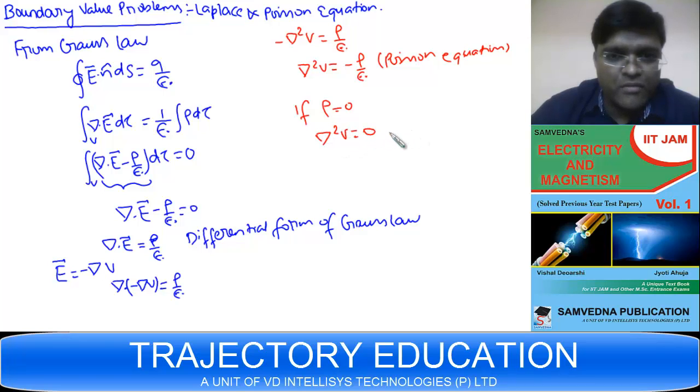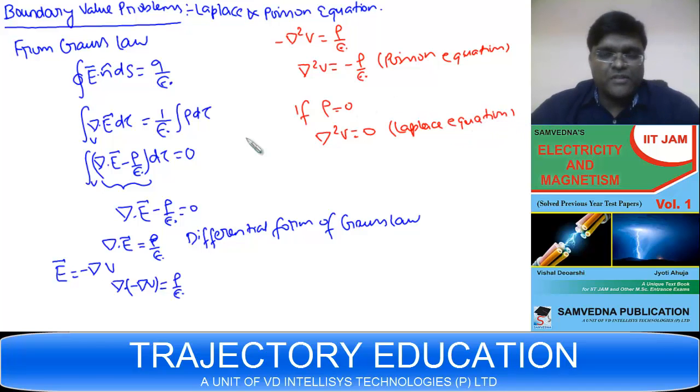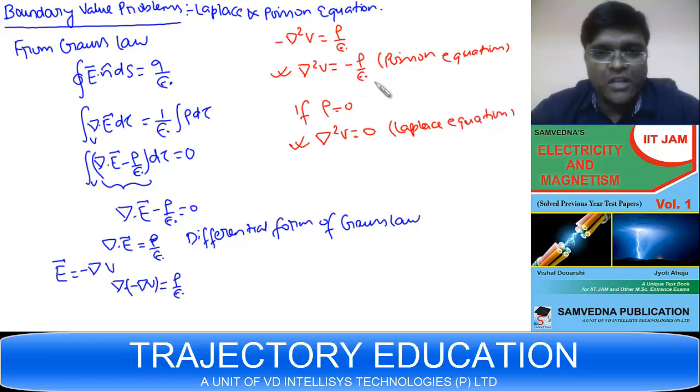for a medium where you don't have charges, del square V equals 0, and we call it the Laplace equation. This is the Laplace equation. We will be using these two. If in the region under consideration where you have to find the electric field and potential there are charges, we will use the Poisson equation. Where there is no charge, I will use the Laplace equation.